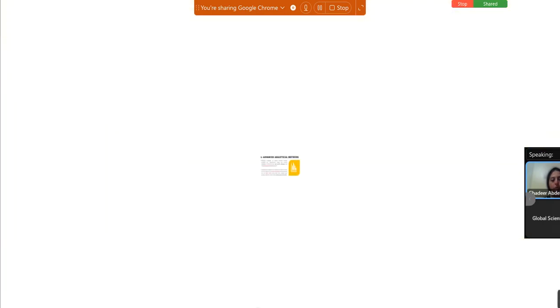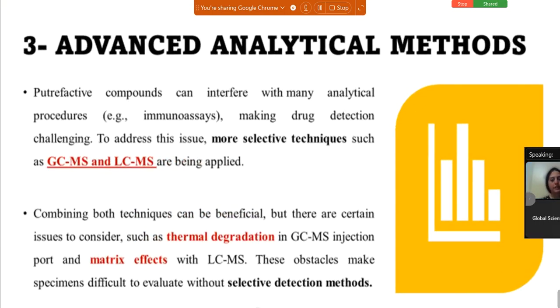Well, the third precaution is to use advanced selective analytical methods. Putrefactive compounds can interfere with many analytical procedures, such as immunoassays, making drug detection challenging. To address this issue, more selective techniques such as GC-MS and LC-MS are being applied. They have some limitations, such as the thermal degradation in the GC-MS injection port and the matrix effect with the liquid chromatography mass spectrometer. These obstacles make specimens difficult to evaluate without selective detection methods.